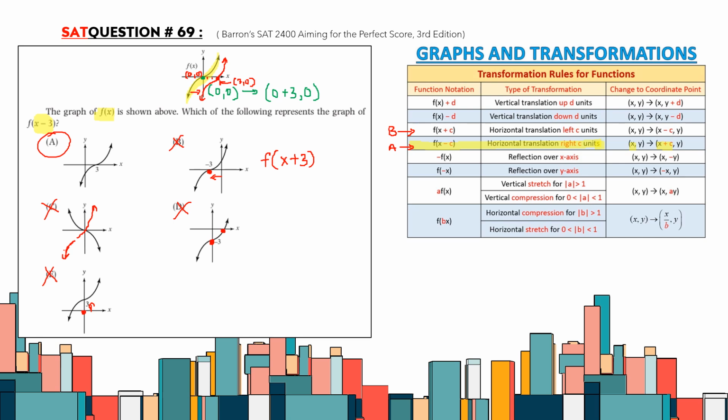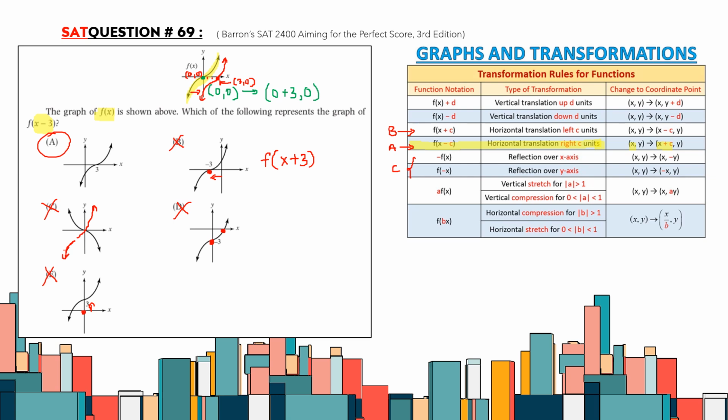Now C, it flips over the x-axis. The reflection over x also looks like it can be reflected over the y as well. Okay, so this one could be that too.